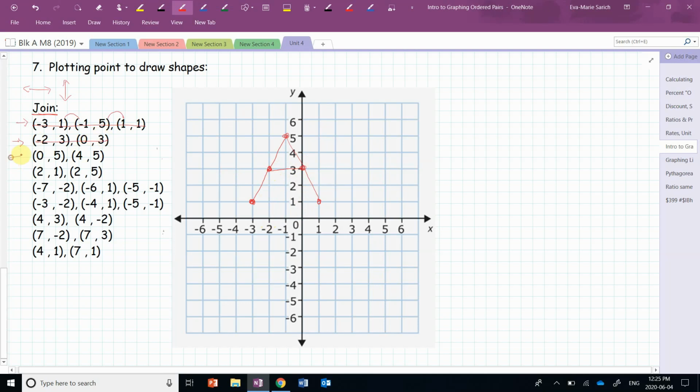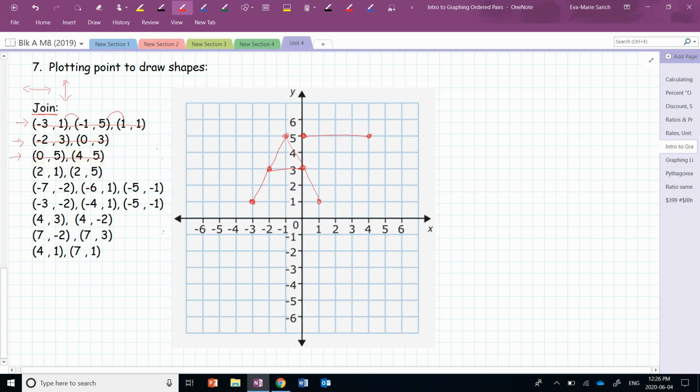Now I'm going to go to the next one. So 0, 5. So that's 0 left and right, and then I'm going to go up 5. There's my point. Okay. The next one is at 4, 5. So I'm going to go 1, 2, 3, 4 to the right, and up 1, 2, 3, 4, 5. There's my second point, and I'm going to draw a line between those.